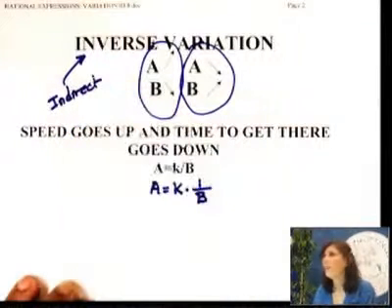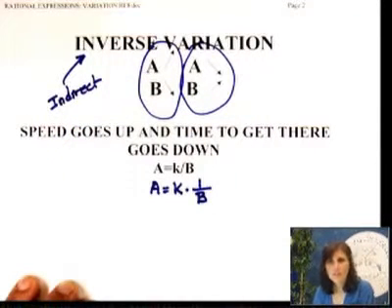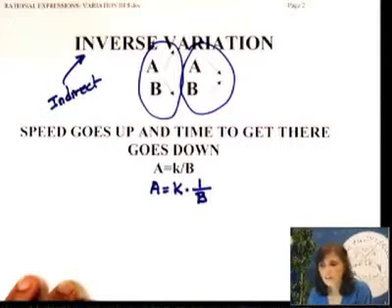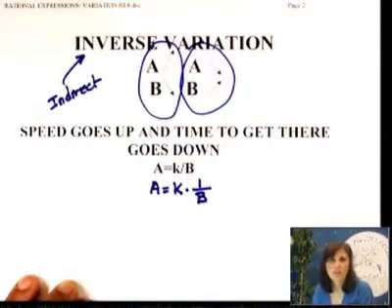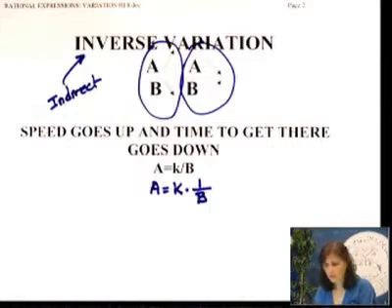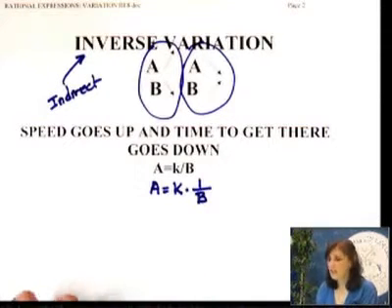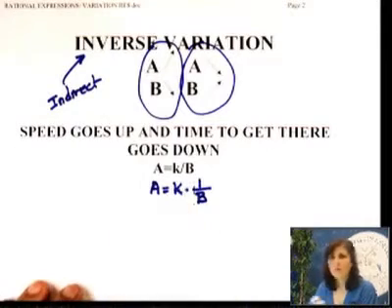You'll see both ways. Sometimes instead of variation, they use proportional, inversely proportional. There is a relationship of inverse variation. There's a relationship of inverse proportionality. You'll hear all these words, but they all mean the same thing. So when you have inverse variation, A equals K times 1 over B.